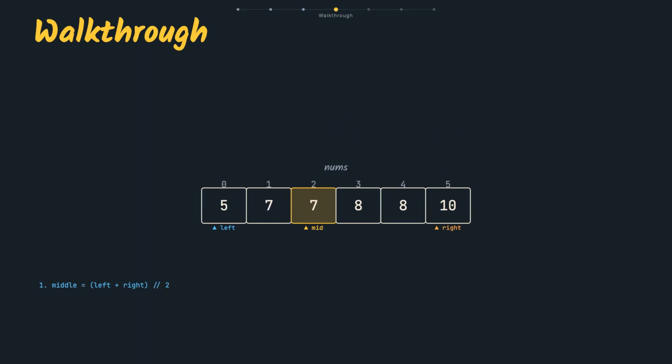Left is 0, right is 5, so the middle lands at index 2. Index 2 holds 7. 7 is smaller than 8, so the first 8 must be to the right. Now left is 3 and right is 5. Middle becomes 4, and index 4 holds 8.